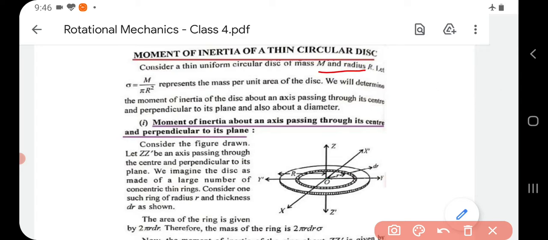Let m by pi r square represent mass per unit area of the disk. Pi r square is the area, right? So m by pi r square will be the mass per unit area of the disk. Let it be represented by the letter sigma.